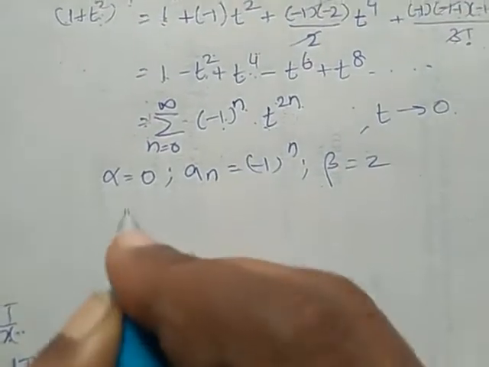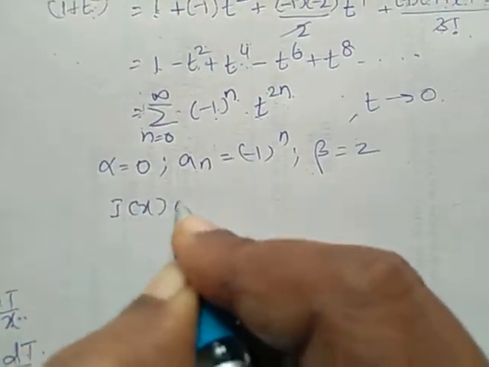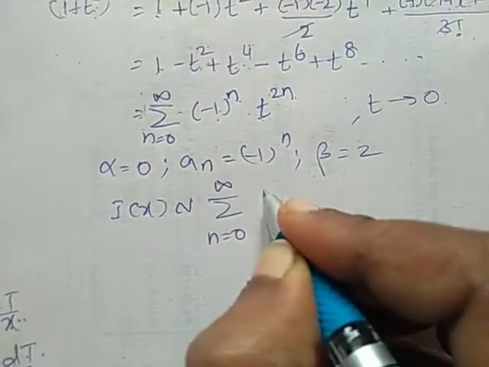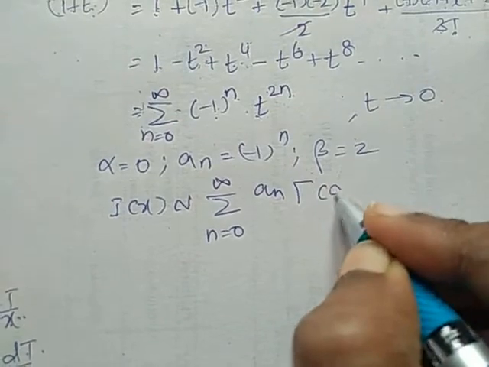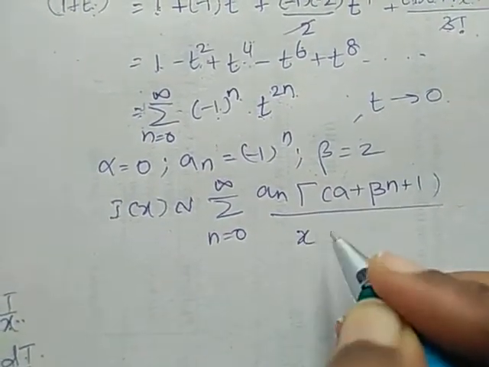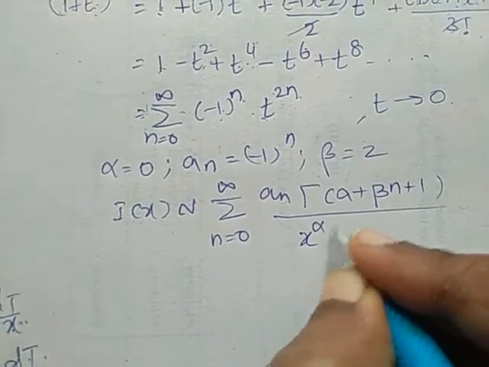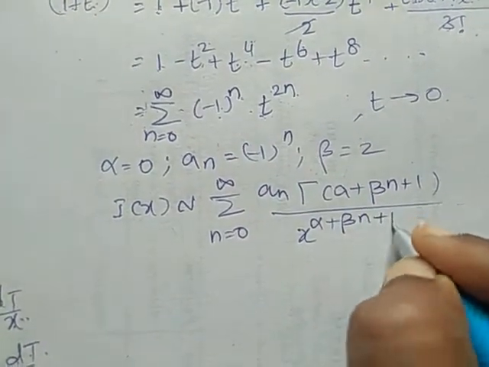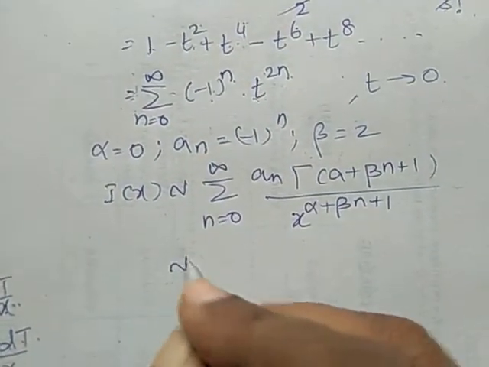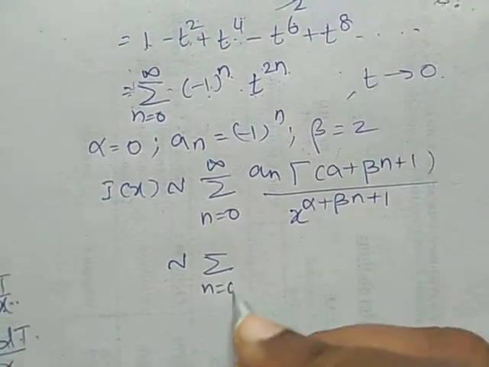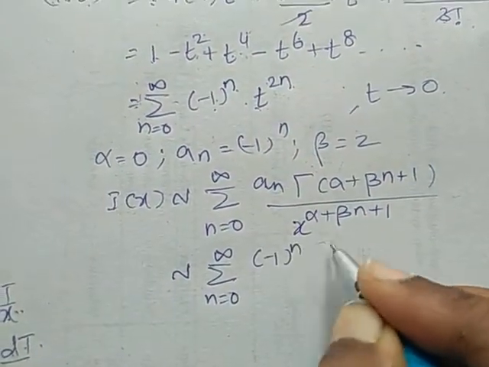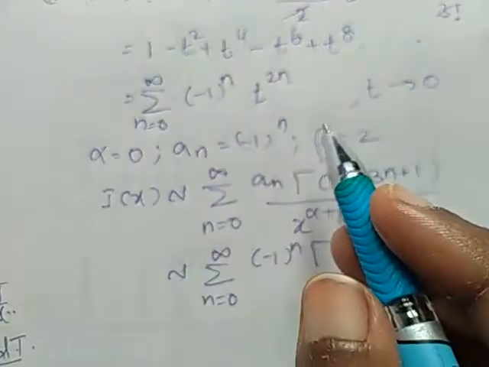What is our formula? I of x is asymptotic to summation of n equal to 0 to infinity an gamma of a plus beta n plus 1 divided by x to the power alpha plus beta n plus 1. We know all the values, just directly we are going to substitute it. Summation of n equal to 0 to infinity. What is an? Minus 1 to the power n. Gamma of what is a?